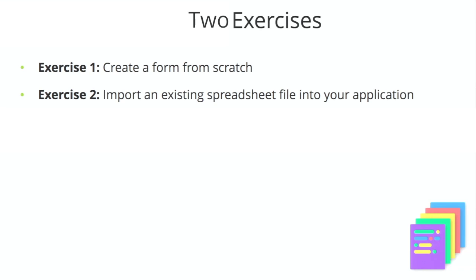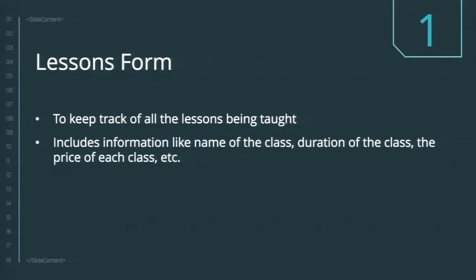Then next is importing a spreadsheet file. We all know we have an option to import spreadsheet files or CSV files and build the form up. So let's get started. First, the lessons form. It's pretty simple. This is the form that Karen needs to keep track of her lessons. With this form, she'll be able to track what lessons are coming up, how many students are there in each of these lessons, what is the duration of each lesson, and other important information related to lessons.